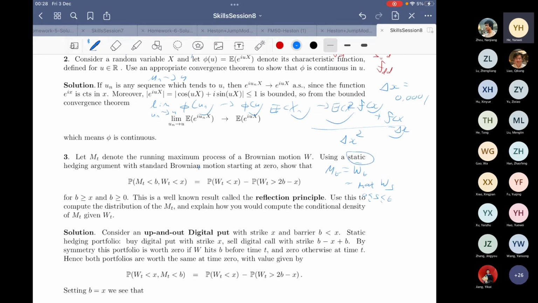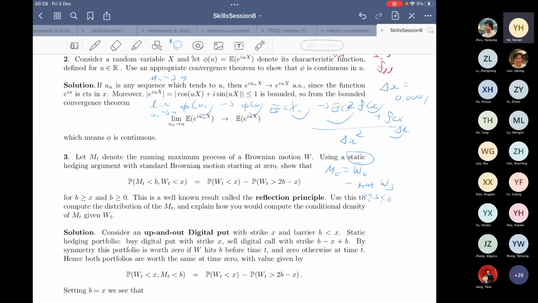It says to use a static hedging argument with standard Brownian motion starting at 0 to show that this is true. The probability that the maximum... this is the joint distribution function of the maximum of Brownian motion and the final level of the Brownian motion. By final, I mean at time t. So I claim that there's an explicit formula for this joint distribution given in terms of that and that.